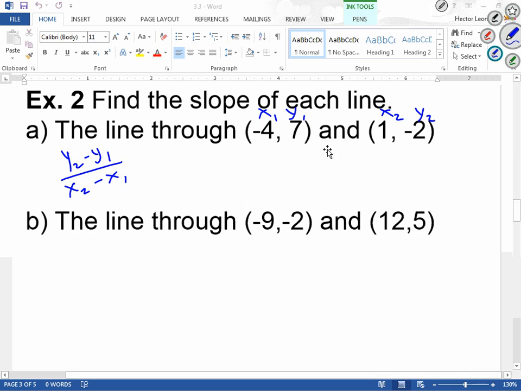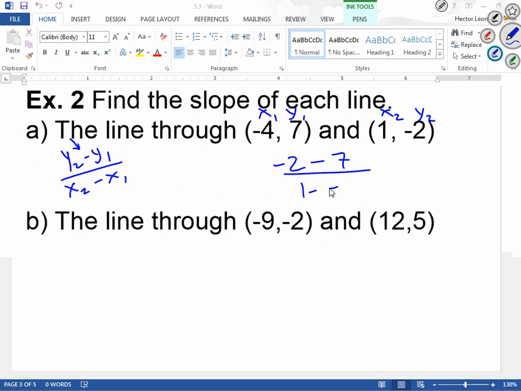So based on my formula, I'm going to go negative 2 minus 7. Right, there is a minus. Notice how I have a minus in my formula. At the bottom, I'm going to have 1 minus a negative 4.